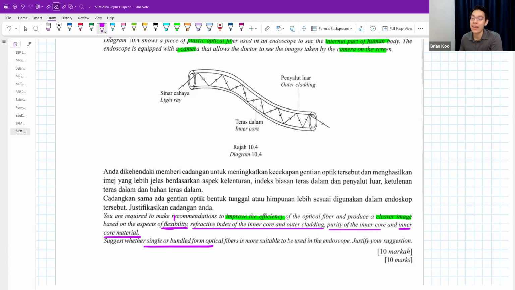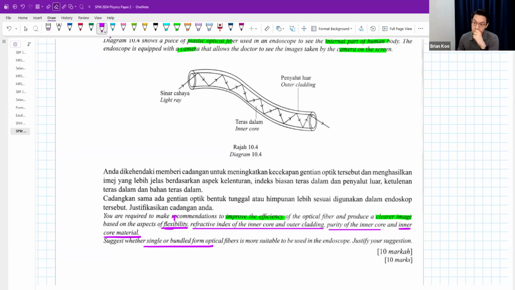Okay, so I want high flexibility for sure, can bend easily around corners, right? I need it to bend because endoscope, you need it to put into a human body, usually through the throat, right? Or sometimes through the bottom of your digestive system, yeah? So usually through your throat, lah. And you need it to bend. You cannot have a very stiff fiber. It needs to bend through your esophagus and bend through your intestine sometimes even.